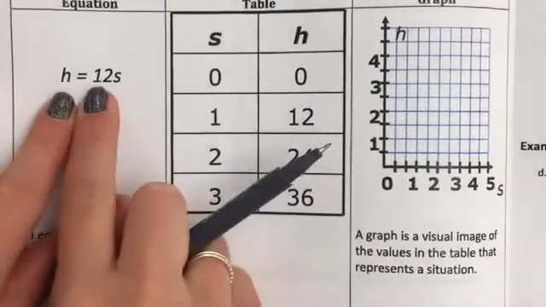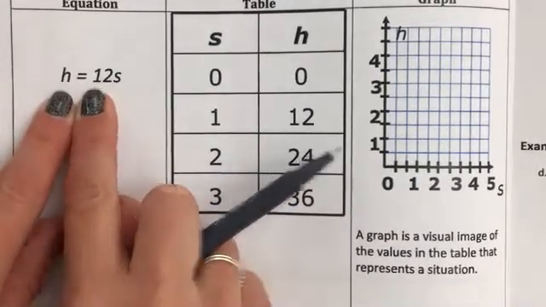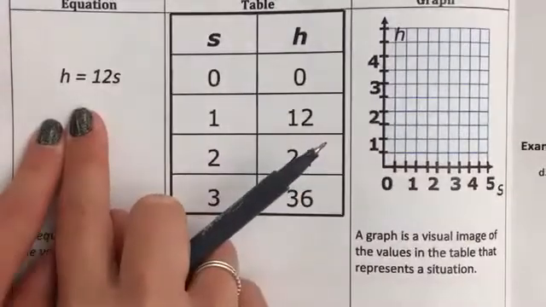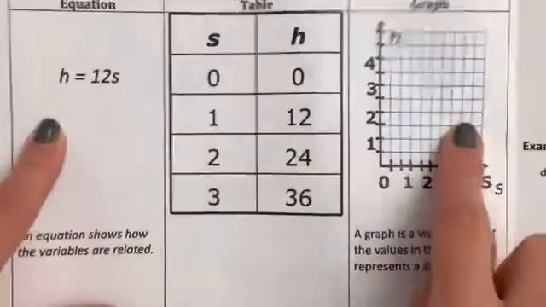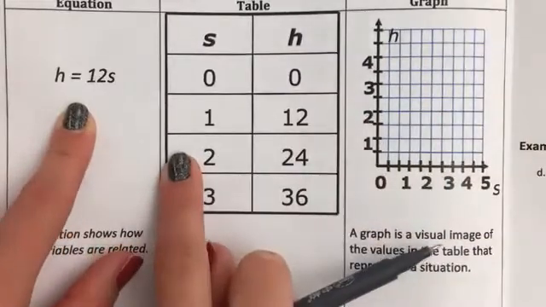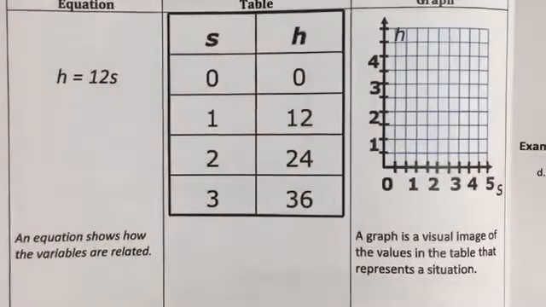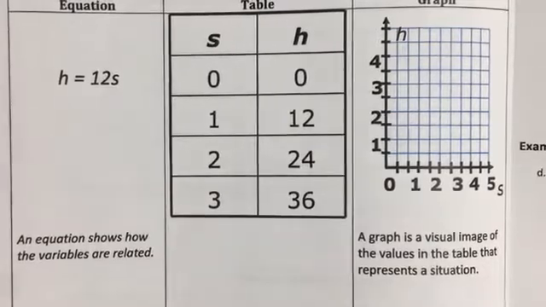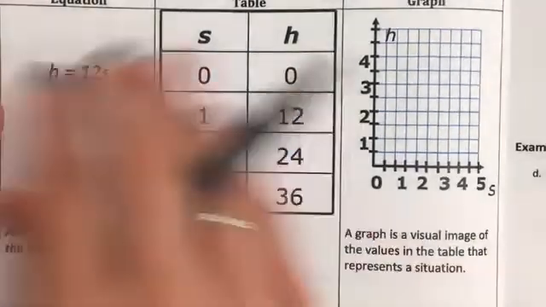We can take an equation and we can make a table. We can take a table and we can come up with the equation. We can take a table and we can graph it. We can take the equation and graph it. We can take a graph and we can work it backwards. So there's all these connections between these representations, but they're still showing us the same exact thing. So I'm just gonna show you this one.